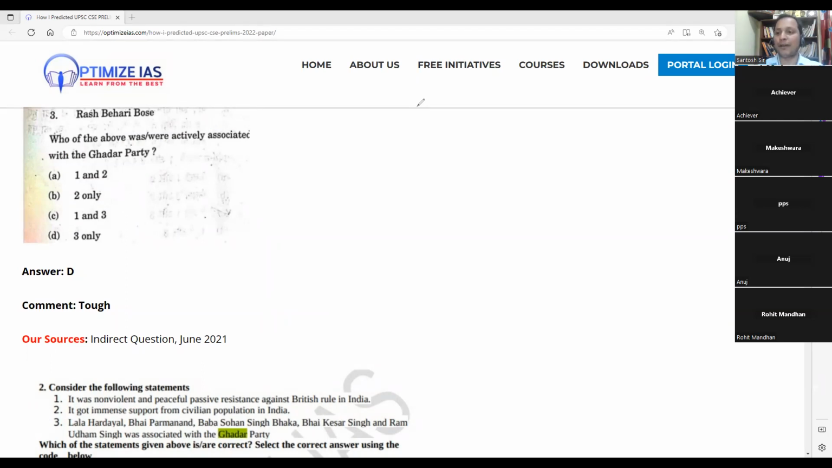In Gadar Party, what to prepare? Many people ask, Gadar Party, what to prepare? There are many things to prepare. But I know UPSC will ask the leaders associated with Gadar Party. And I asked the same topic, and the same thing came.